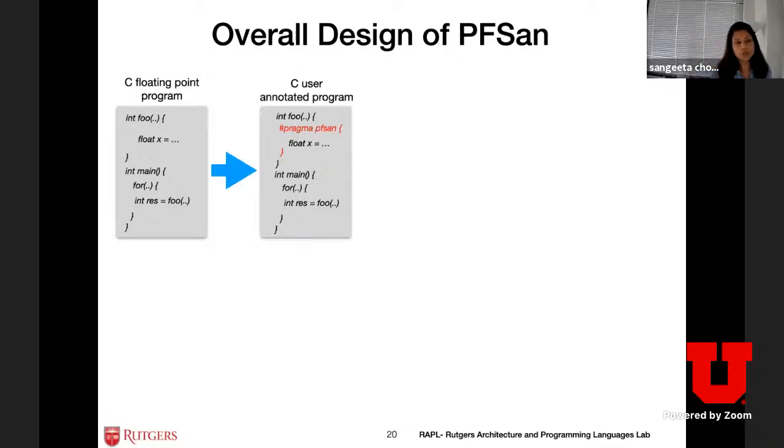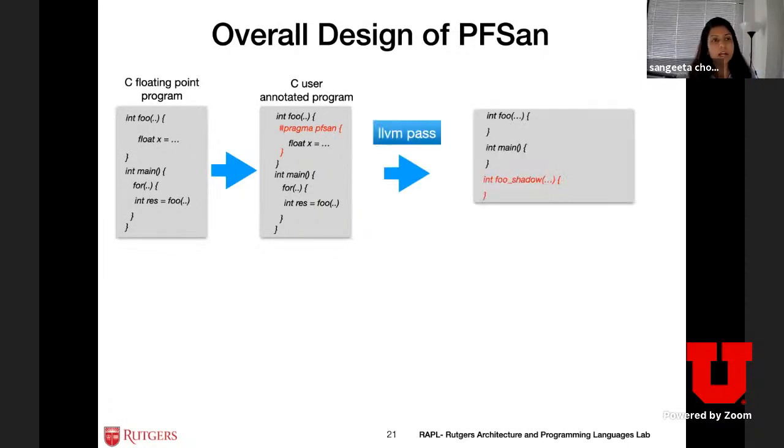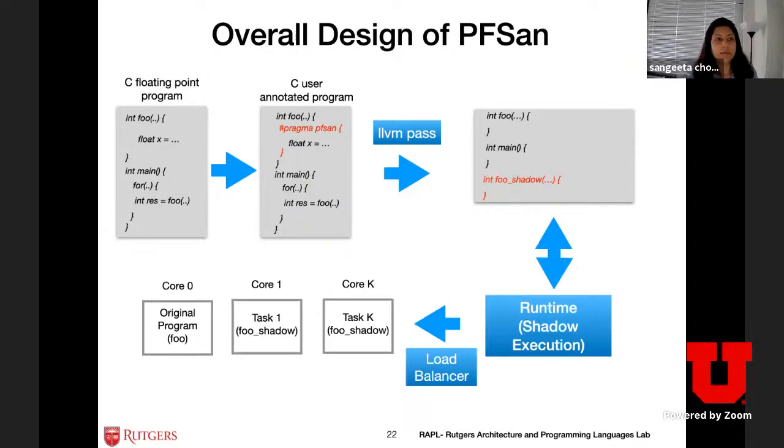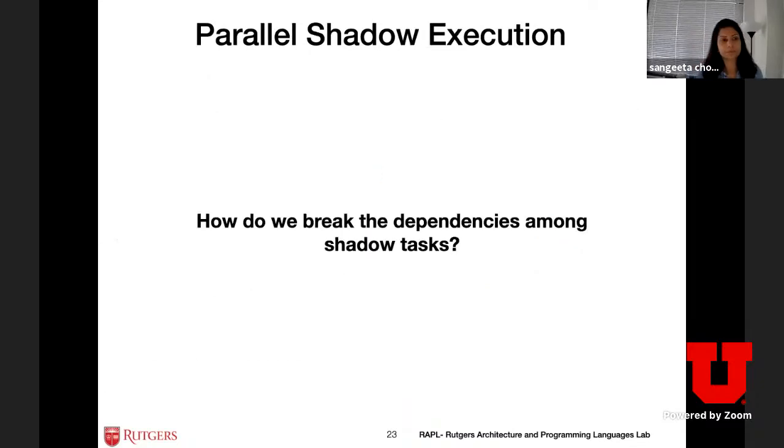So if the user wants to do shadow execution on every invocation of function foo in parallel, then the user should create a pragma pfSen, as shown in red. Our compiler would generate a high precision shadow task, which is the foo shadow function in this example. And there would be k shadow tasks at runtime if the loop in the function main runs k times. Our runtime balances the load using a work stealing algorithm and executes the shadow tasks in parallel on multiple cores.